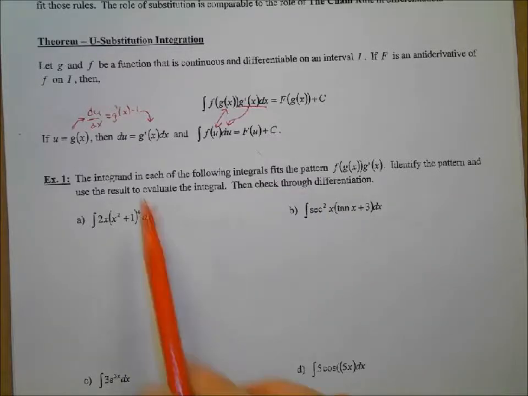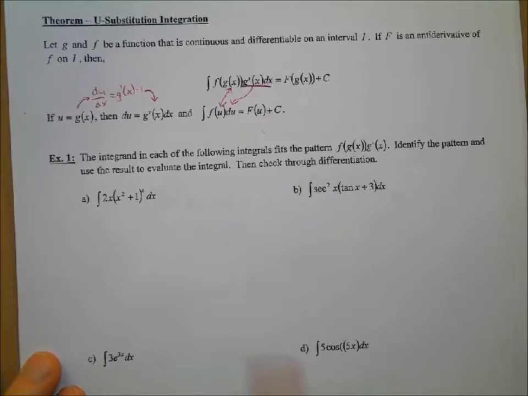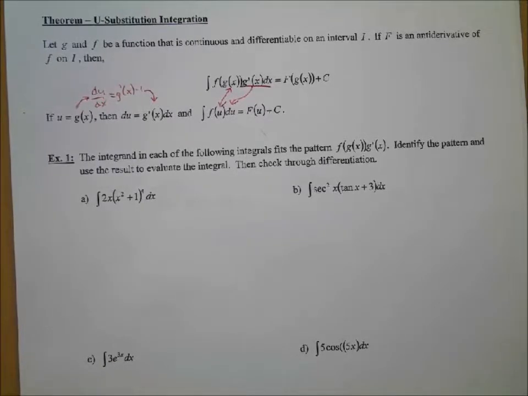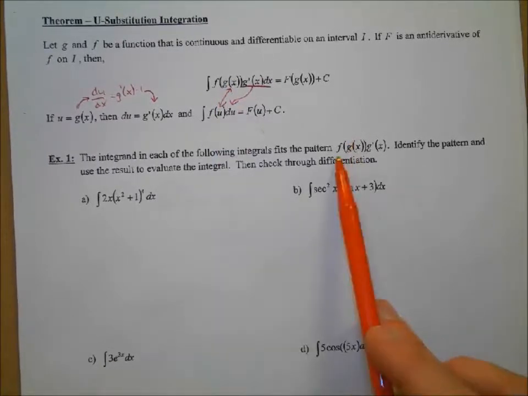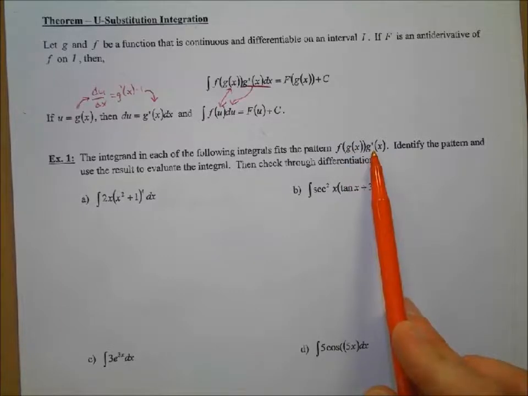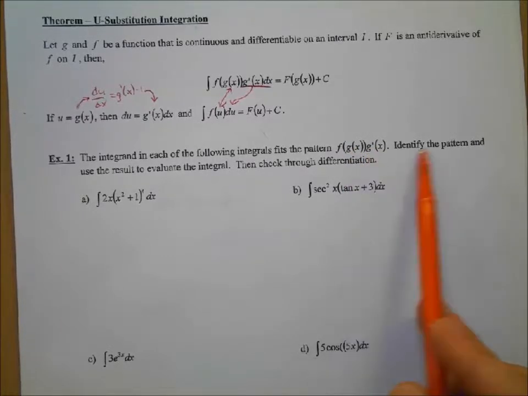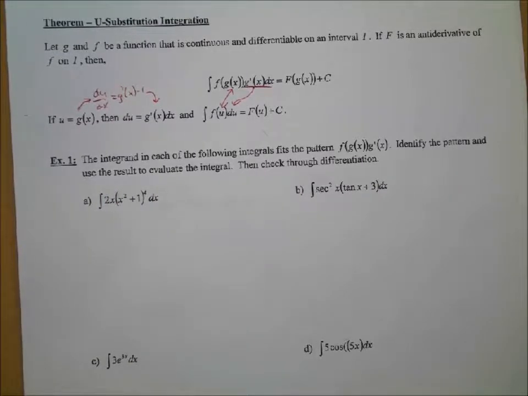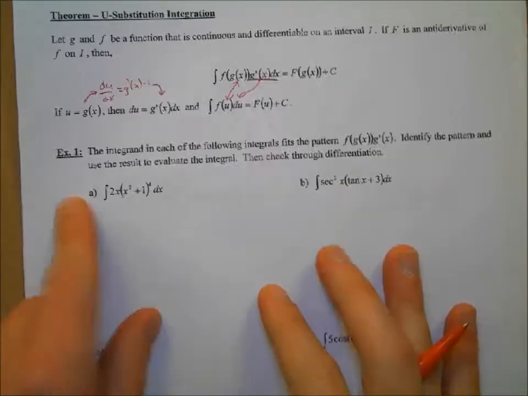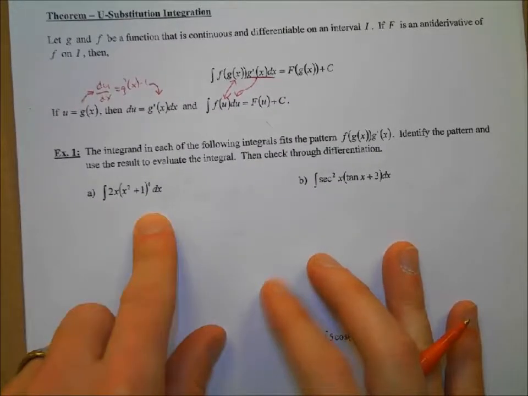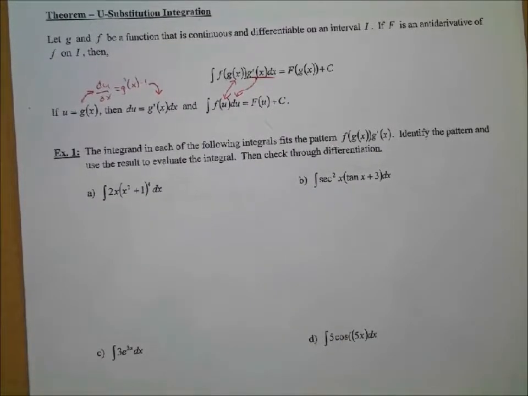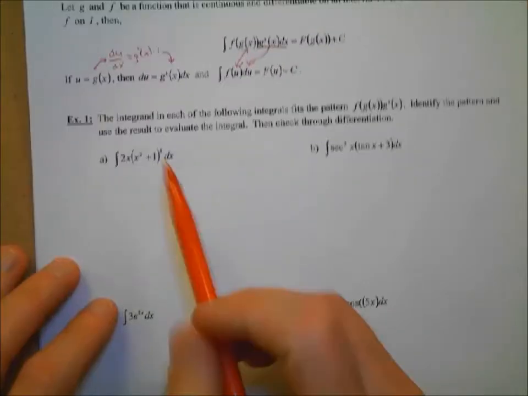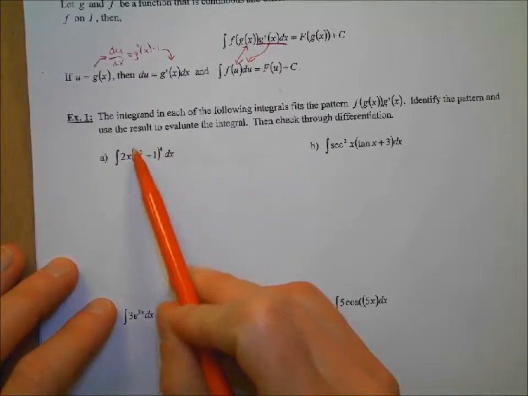In each of these following problems, the integrand follows that exact pattern that we want to see, where we have f of g of x times its derivative, the derivative of what was inside there. So identify the pattern and use the result to evaluate the integral, then check through differentiation. We can see here, for example, letter A, we have a function inside of another function. X squared plus 1 is being raised to the 4th power.